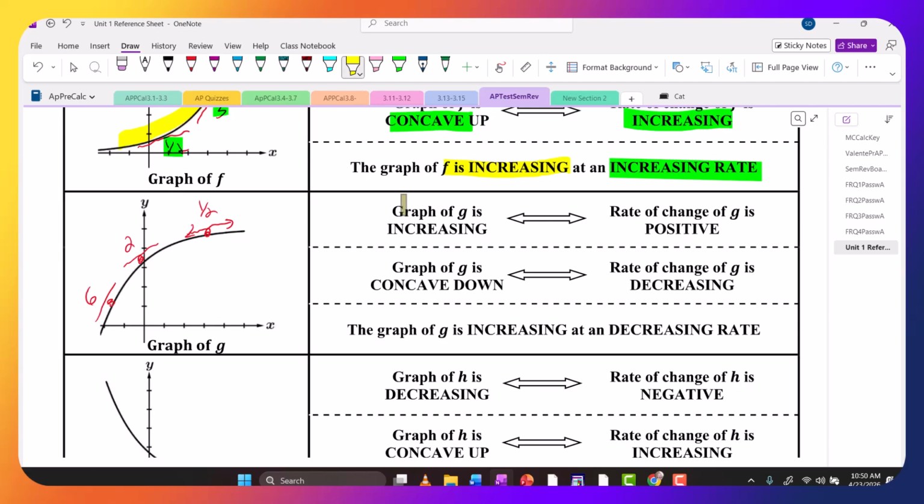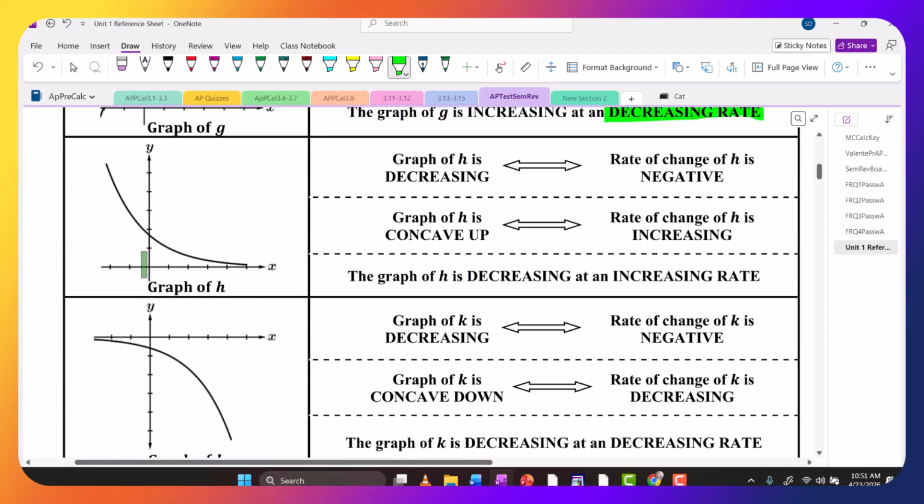So trying to coincide with this, the graph is still increasing because the rate of change is positive. All those slopes are positive, but those are getting smaller as I move left to right. That's the definition of concave down. So that means the rates are decreasing, right? I think you remember that. Okay, so no more highlighting.